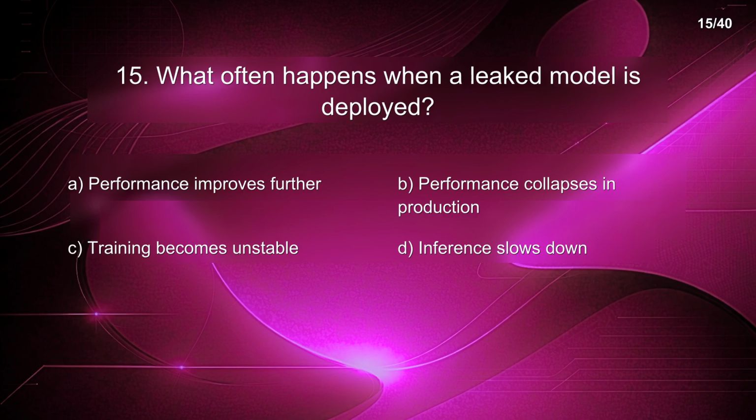Fifteenth question. What often happens when a leaked model is deployed? A. Performance improves further. B. Performance collapses in production. C. Training becomes unstable. D. Inference slows down.